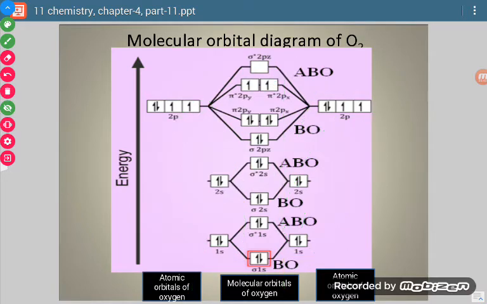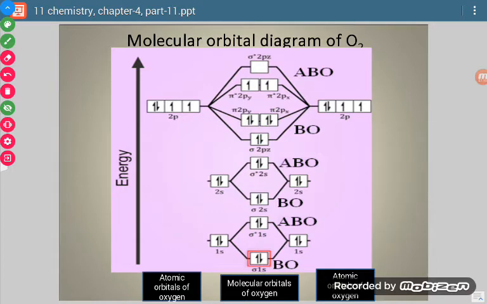Now when we start moving, total electrons are 16. Total electrons are 16 means we have to start from sigma 1s. So 1, 2, 3, 4, 5, 6, 7, 8, 9, 10, 11, 12, 13, 14, 15, 16. So this way we have to fill. Now 16 electrons we have filled.